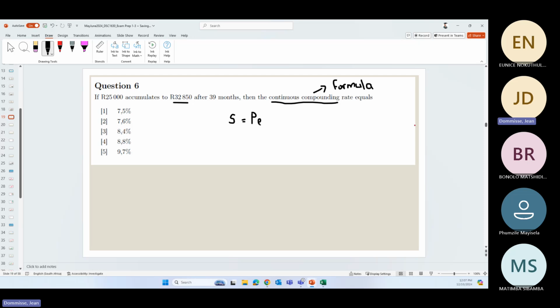So that is that. So let's quickly see what we have. We have the 32,850 as a future value. We have a present value, which is your 25,000.